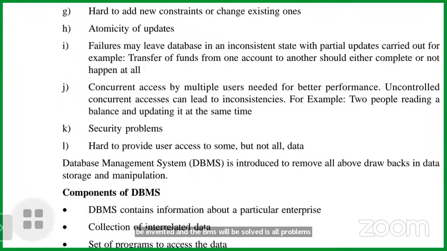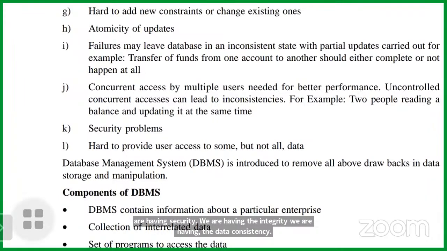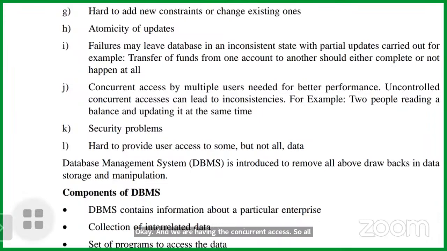So in this generation, we have security, we have integrity, we have data consistency, and we have concurrent access. All those facilities are also available in the DBMS.